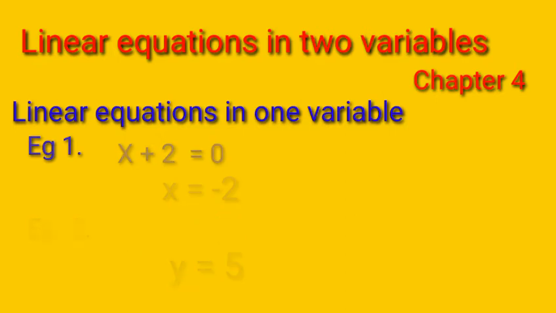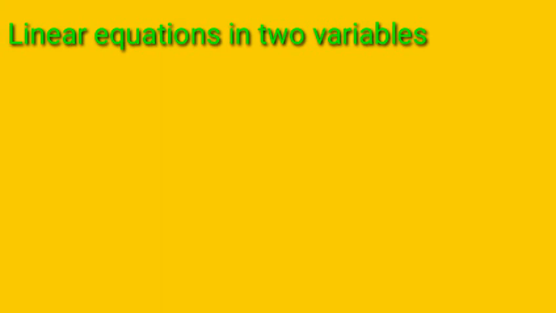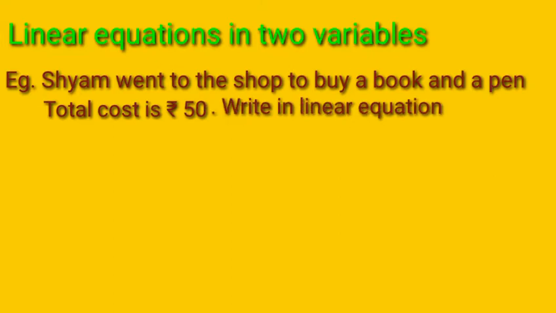Then we can move on to the next concept, linear equations in two variables. Two variables will be there. For example, we can look at one example. Let Shyam went to the shop to buy a book and a pen, and the total cost is 50 rupees. How can we write that as a linear equation? Here he went to buy a book and a pen and the total cost is 50 rupees.